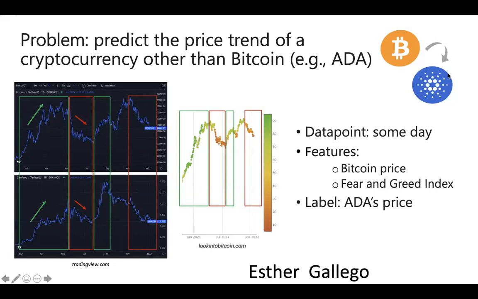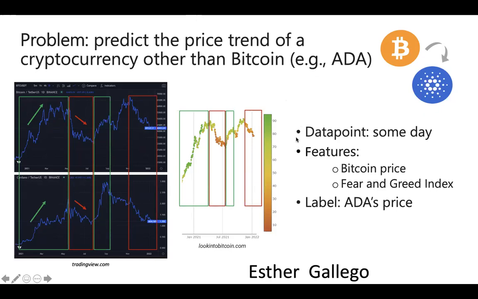Okay. Well, one of my ideas for the machine learning project is to try to predict the price of a cryptocurrency other than Bitcoin. And for this example, I will use ADA. Well, in this problem, the data point would be some time frame, for example, 1 hour, 1 day, or even 1 week, depending on the trader's strategy. Well, the features in my example would be the Bitcoin price and the fear and greed index.